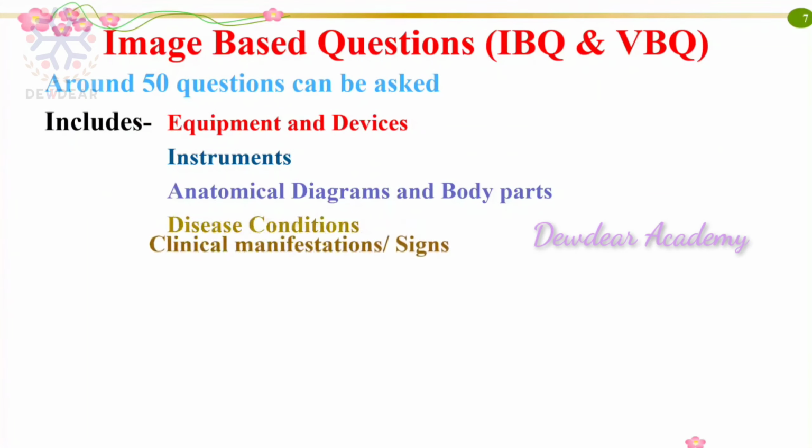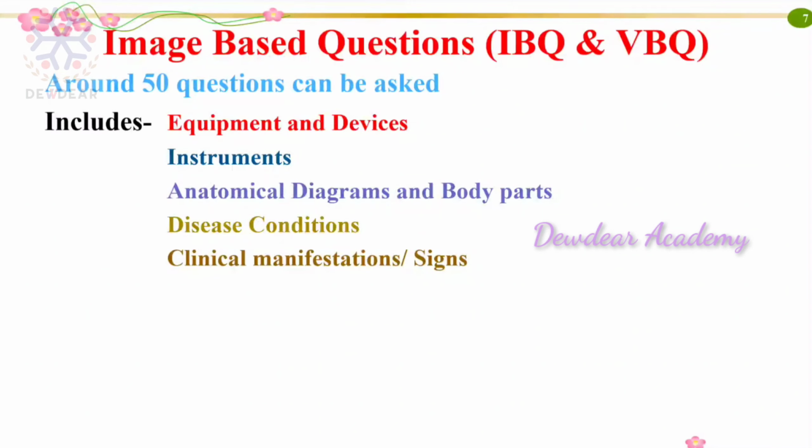Then the clinical manifestations or signs. That includes the different signs or clinical features found in a particular disease, for example Cushing syndrome.